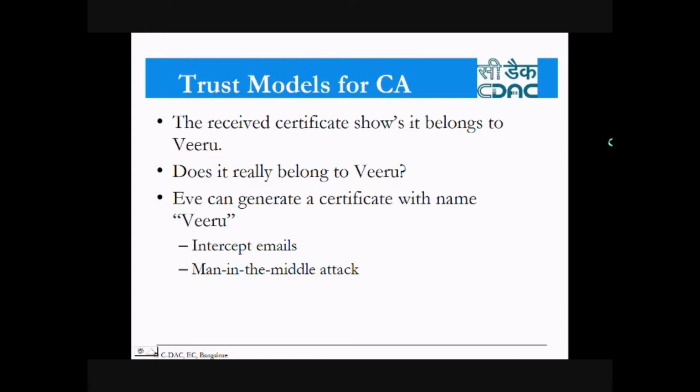I might have my own company as a certifying authority, and I can say that this particular certificate really belongs to Viru, where there is no person called Viru who is in existence. So does it really belong to Viru? You can also generate a certificate with the name Viru and can use it for intercepting emails and carrying out man-in-the-middle attacks.